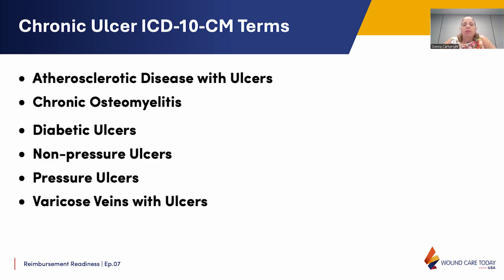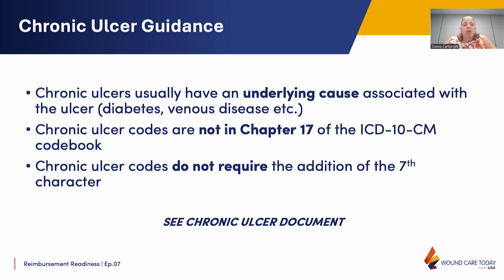So we've covered a lot of those in previous 2 episodes, but we're going to dive into it a little bit deeper. Chronic ulcers usually have an underlying cause associated with that ulcer. So for example, you could have diabetes, venous disease, and so forth. Chronic ulcer codes are not in Chapter 17 of the ICD-10 codebook. So chronic ulcer codes do not require the addition of that 7th character that we spoke of before for acute wounds. So they don't require the A, S, or D.